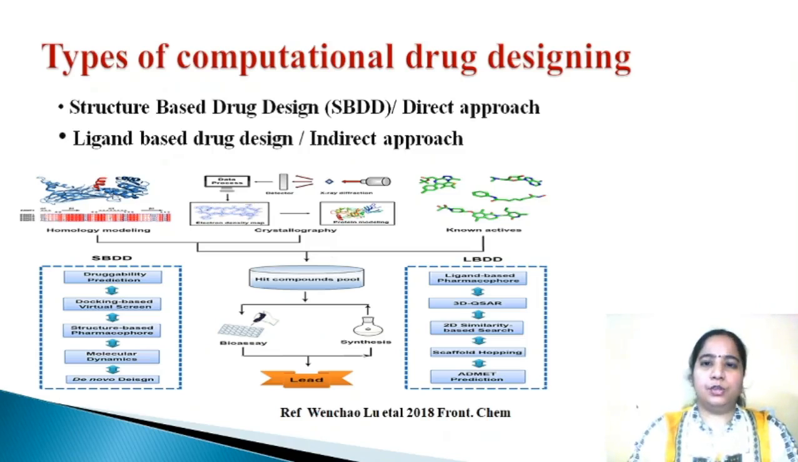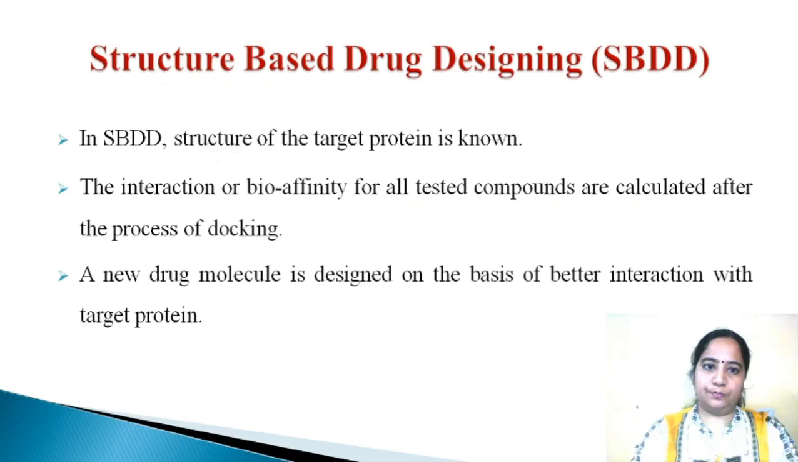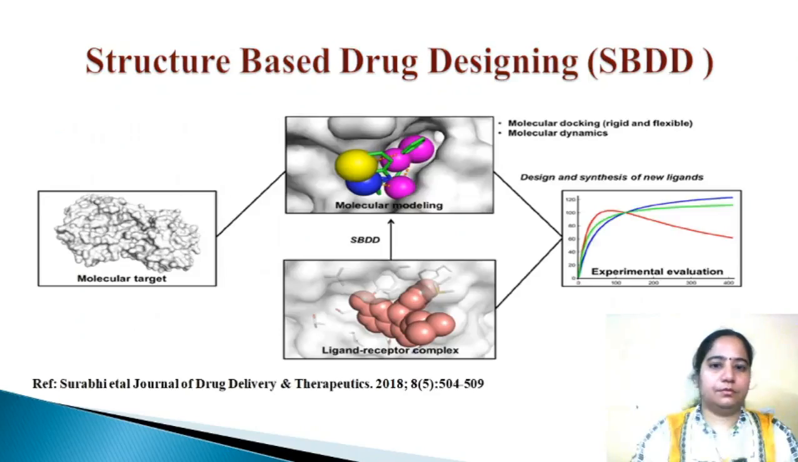Now, what is computational drug designing? Computational drug designing includes two basic approaches, that is structure-based drug designing, which is also called the direct approach, and ligand-based drug design, which is called the indirect approach. In structure-based drug designing, the structure of the target protein is known. The interaction or bioaffinity for all tested compounds are calculated after the process of docking. A new drug molecule is designed on the basis of its interaction with the target protein.